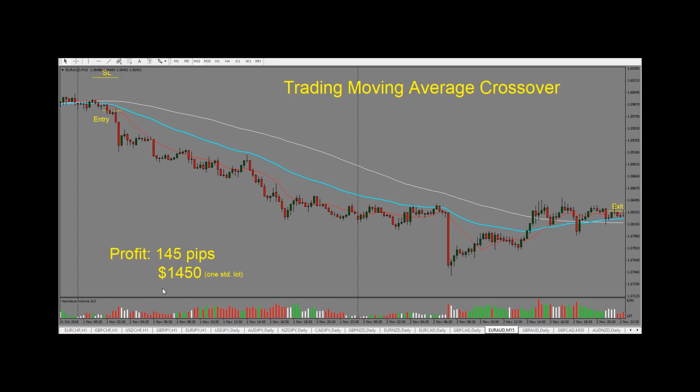So our profit is $1,450 if trading one standard lot.